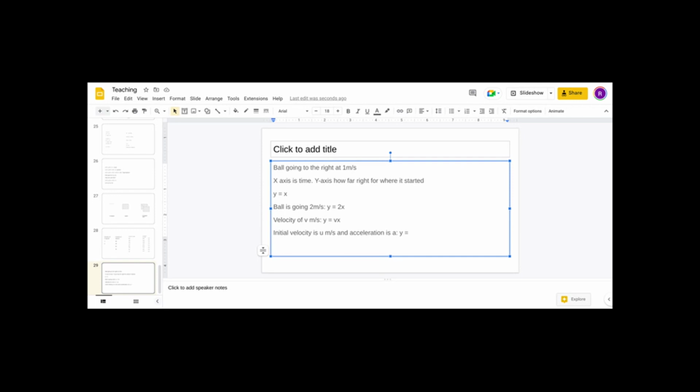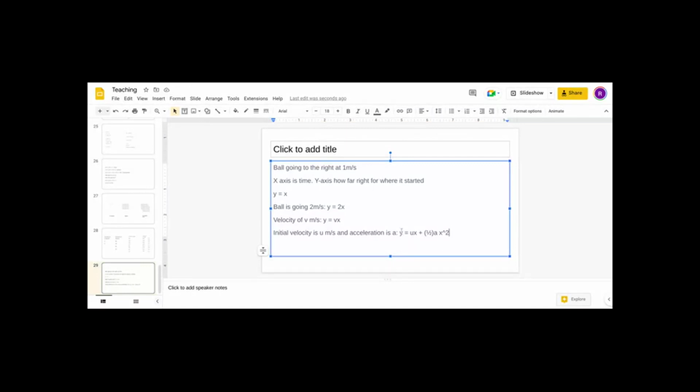So the distance is equal to ut plus half at squared. Yeah. And now if time is x-axis x, then what will I write here? ux plus half ax squared. Exactly. Since I don't have a square symbol, I'll just write like this. Correct?